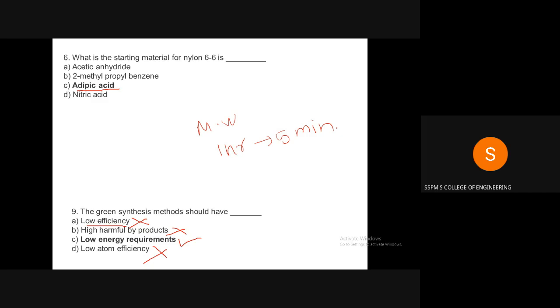Next, in green synthetic methods, the high quality product with no dash dash are produced. So good products.